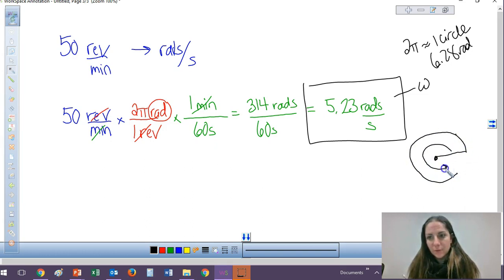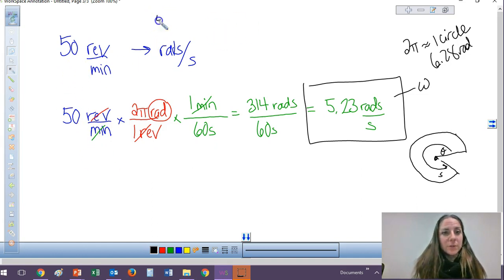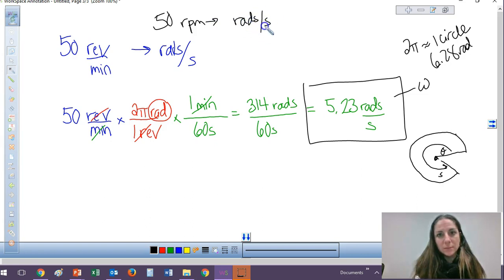So from here to here. This is not super drawn to scale, but the point is 5.23 is a little less than 6. So it didn't go a complete circle, but it almost makes a circle in 1 second. And that's what this basically means. So how much angle change per time, seconds like this. So this is a conversion you'll get comfortable with because it's very common in physics. In fact, most of your physics problems online will have you convert something like 50 revolutions per minute, and you'll have to go into radians per second.